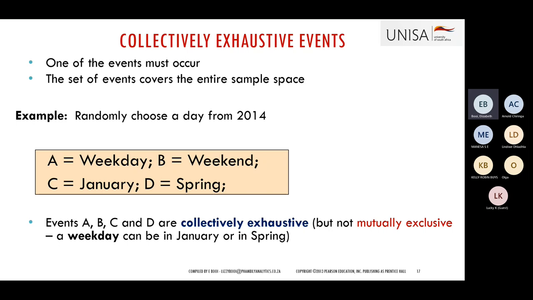If I look at A and B alone, they also cover the entire sample space, because every calendar has a day that falls on a weekday and a day that falls on a weekend. However, all of them are not mutually exclusive, because a weekday can also be in January. There is a joint probability there, and a weekday can be a day in spring. But A and B are mutually exclusive, right? Because a day cannot be on a weekday and also on a weekend.